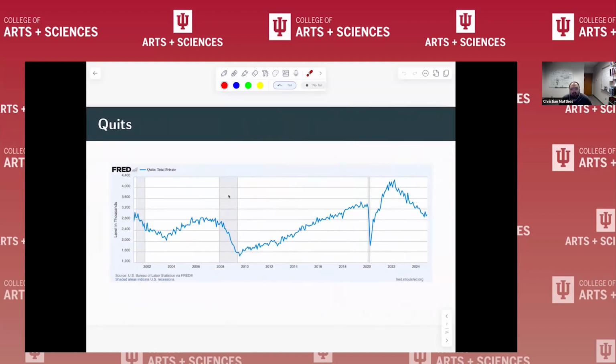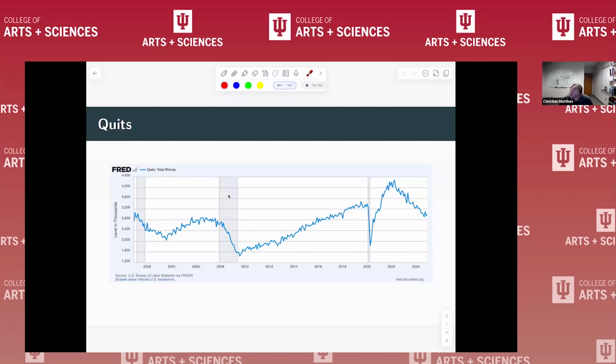One such series is quits. They tell us how many people voluntarily quit their jobs. This series is only available for a shorter time period starting in 2000. In general, we think very broadly of there being more quits in situations where the economy is doing well. Why? Because people will quit their job because they think they have other opportunities to get a better job. And we can kind of see this. In the gray areas here, when there's a recession, quits fall. During COVID, very few people quit their job.